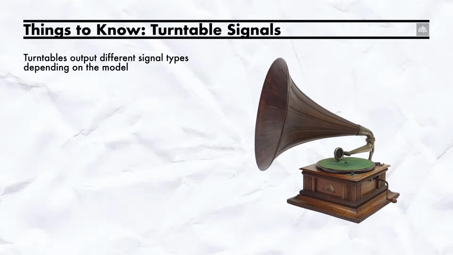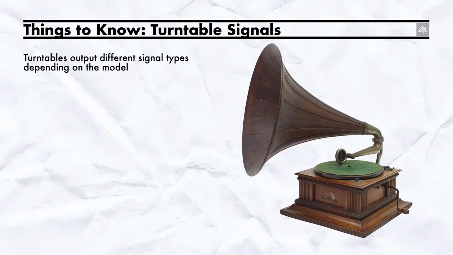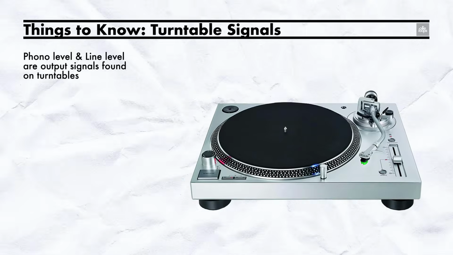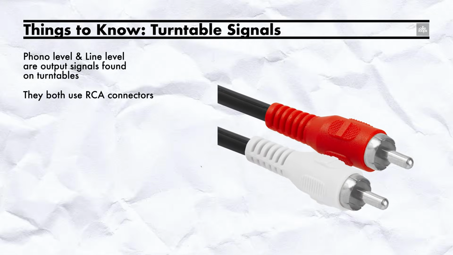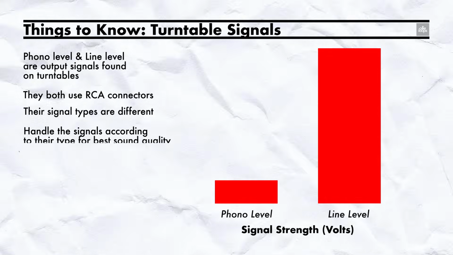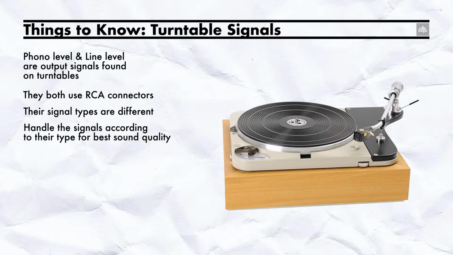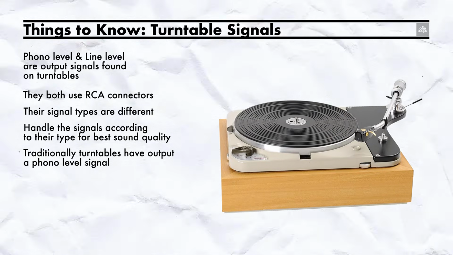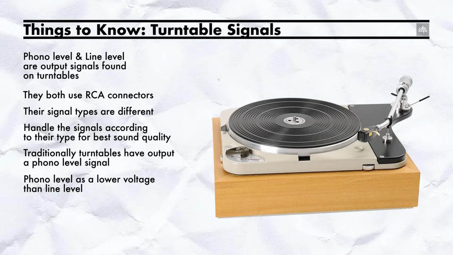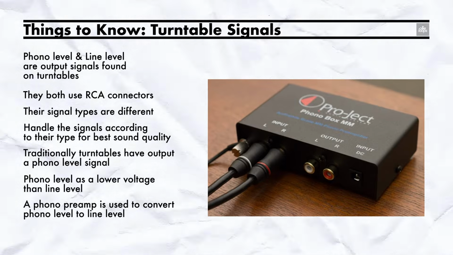Sampling from vinyl requires an understanding of different signals that we're likely to be dealing with. Phono level and line level are both used in different turntable models, despite that they both use RCA connectors. These signal types are different, and we need to receive the signal from the turntable properly for optimum sound quality. Traditionally, turntables output audio at phono level, which is much lower in terms of signal strength than line level. A DJ mixer or preamp is needed to boost the signal up to line level strength.